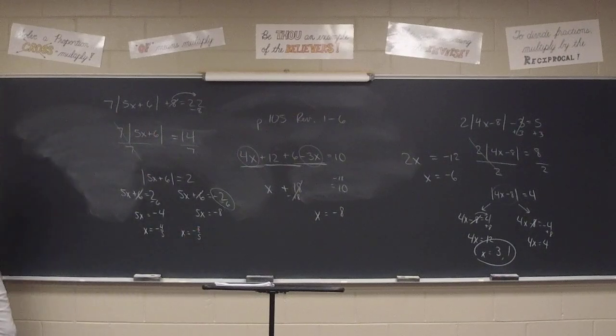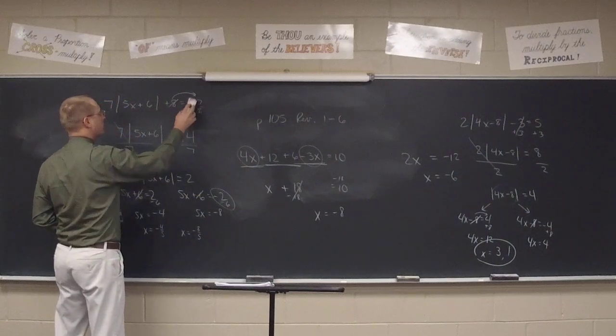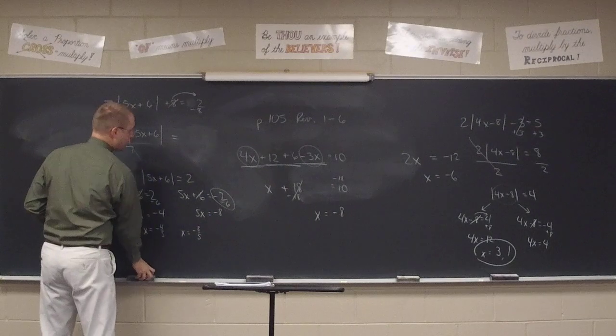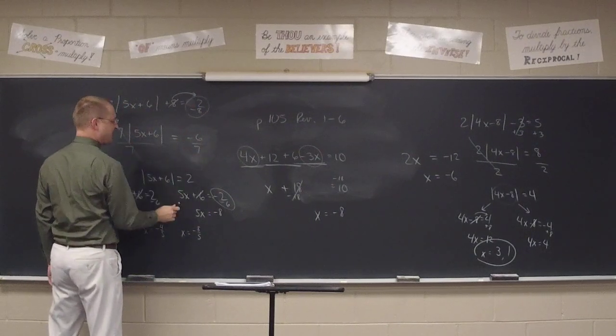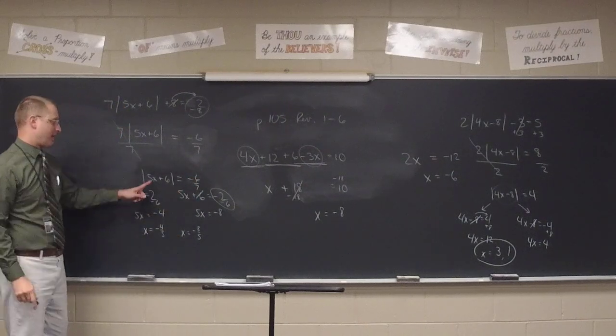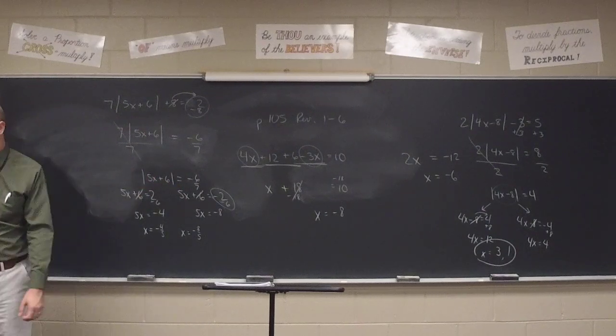Now there's one little glitch. Suppose this had been not a 22, but just a 2. When I move the 8 over as a negative 8, or subtract 8 from both sides, I end up with negative 6. And I divide by 7, I get negative 6 sevenths. The fraction isn't the problem, but the fact that I would have an absolute value equal to a negative means I would have no solution. Questions on that?